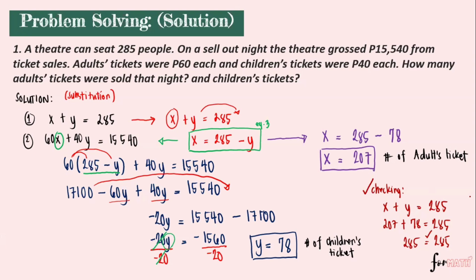Now, the question is how many, so that's our answer. Okay, pero if the question is how much, for example, you were asked how much is the adult's ticket. Okay, so for you to get the answer for that, so you have 60 pesos each for the adult, diba? So 60 times 207. And if you were asked for the ticket sales, how much? So you have 40 pesos for the children's ticket, so times the number of children, so that is 78. Okay, so 40 times 78. Alright, so that is the example number 1.